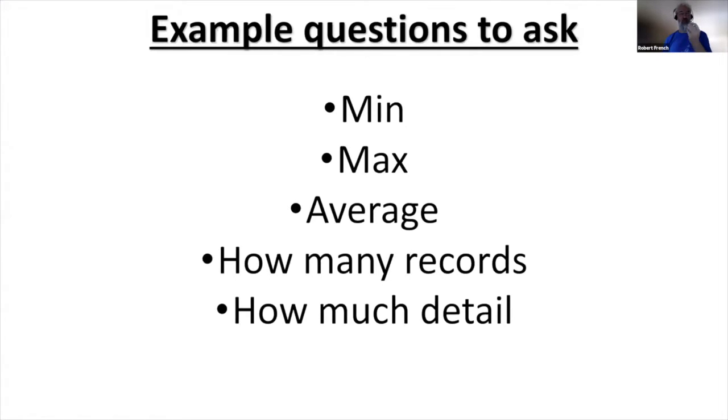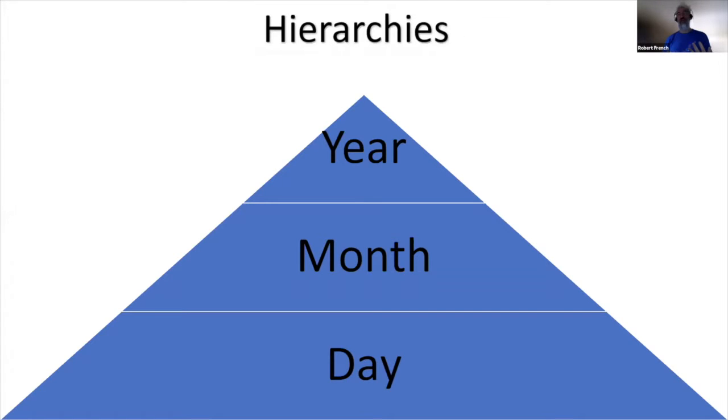If you're doing sales and you only want to know what day it was sold on, but you're recording that it was sold at 9 o'clock in the morning or 12 o'clock in the afternoon, do you need that data? Do you have any hierarchies in your data? What do I mean by hierarchies?